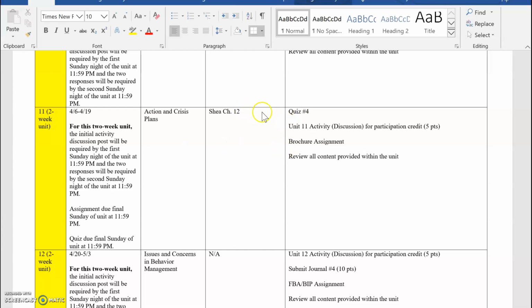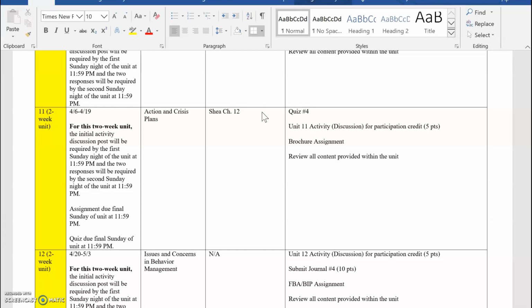Take a look here. We've got the Shea reading assignment. We're going to have a focus on plans for action or crisis. We do have quiz number four, and that'll be similar to the quizzes that you've taken beforehand in our course. We have our discussion, the activity discussion for participation credit, which we just reviewed the posting deadlines for.